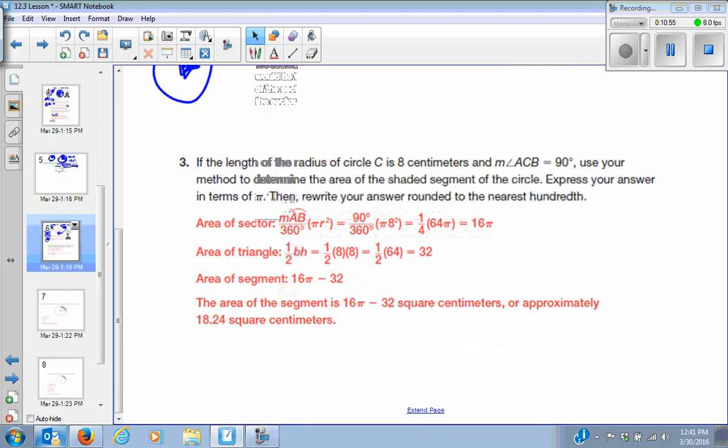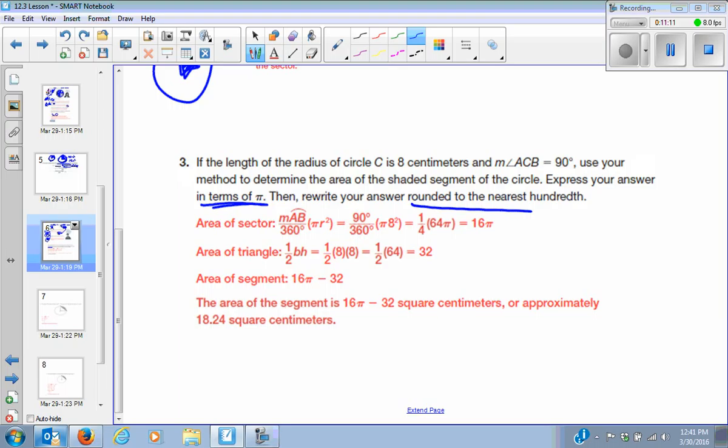If the length of a radius of a circle is 8 centimeters and the measure of ACB is 90, use your method to determine the area of the shaded segment of the circle. Express your answer in terms of pi. That means we are going to leave pi. Then rewrite your answer rounded to the nearest tenth. So we're going to do it to both of them.